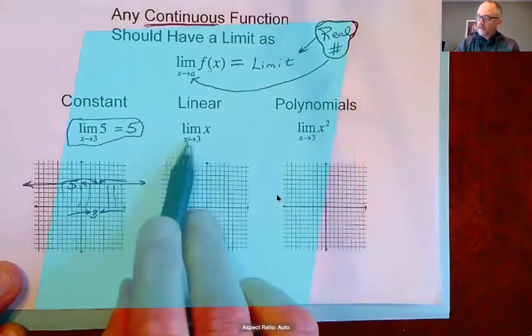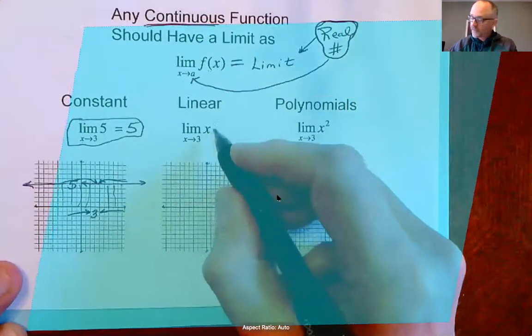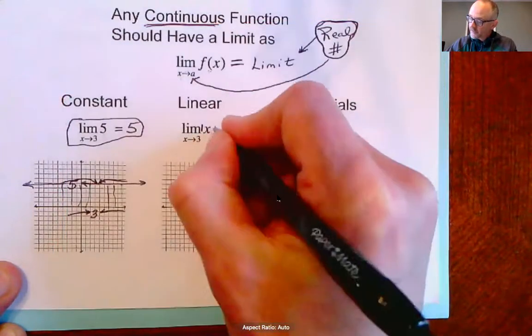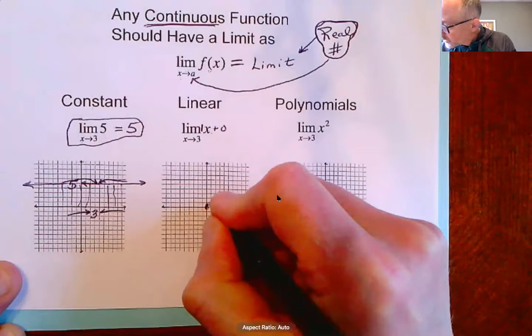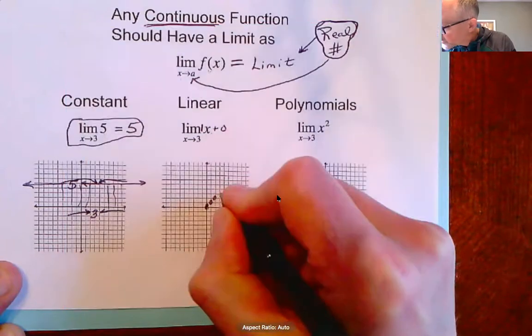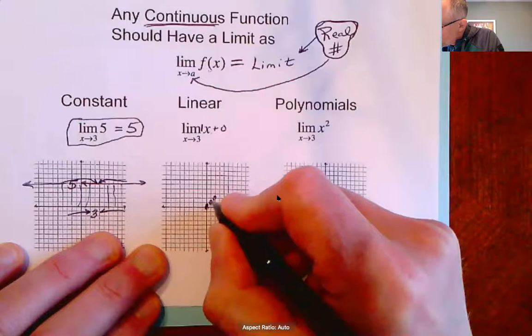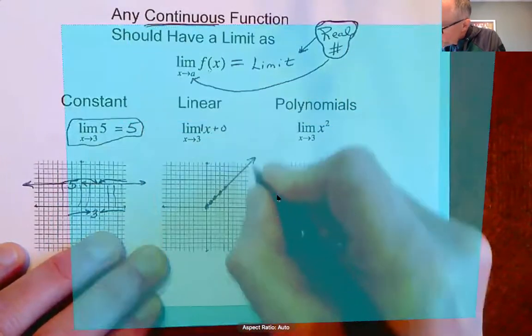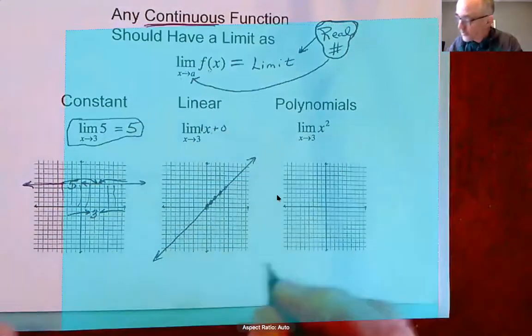Okay, so what's the limit of x as x approaches 3? Well, x, think of it as a slope of 1 plus y-intercept 0, right? So it's your identity function. 1 goes in, 1 comes out. 2 goes in, 2 comes out, and so on. This is a really small graph here. Okay, so here I go, up, up, up, and down, down, down. There you go. Now, what's the limit as x approaches 3?